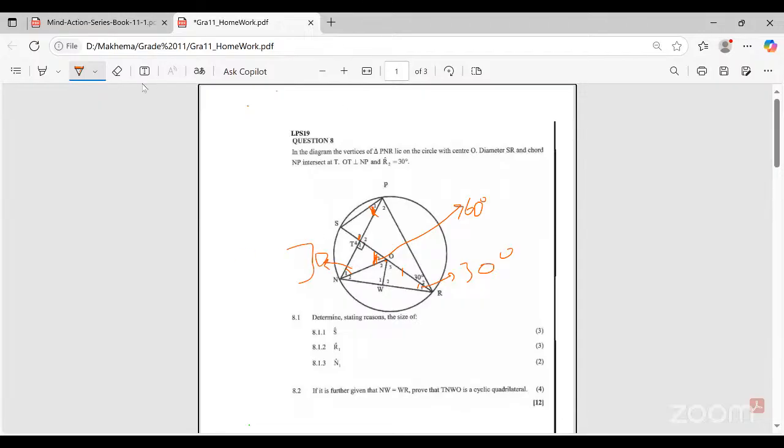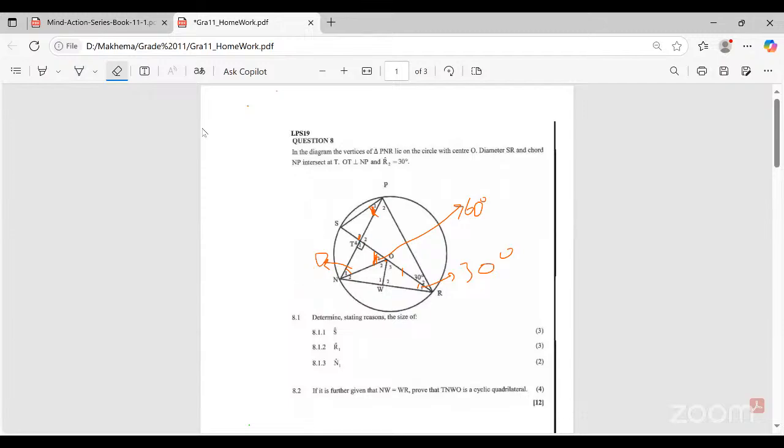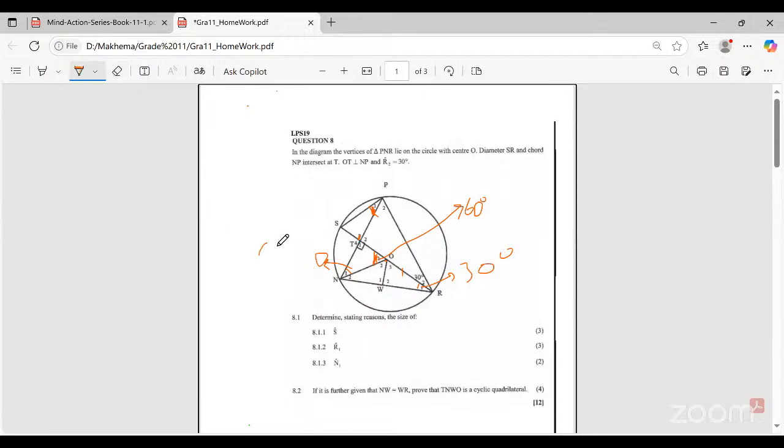Oh, my, that is bad. Let me just rewrite it. Oh, this is better. This is like a flower. 30 degrees.